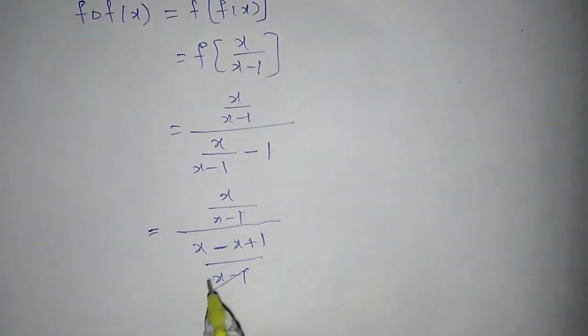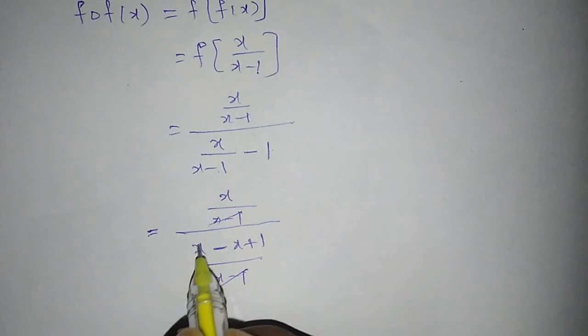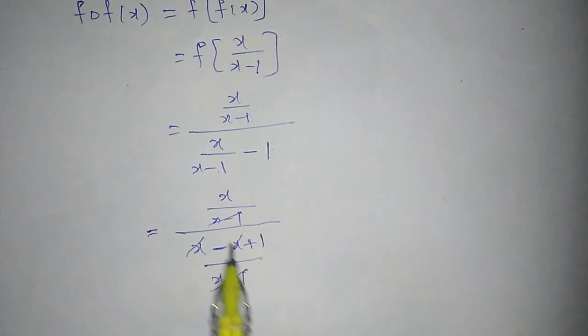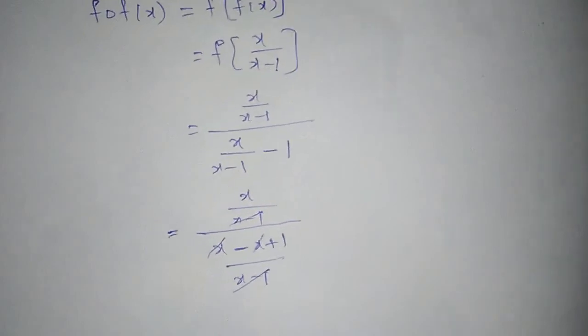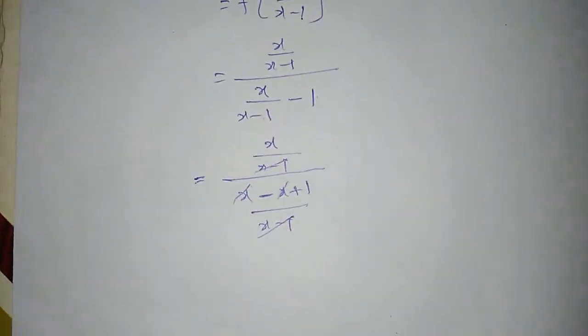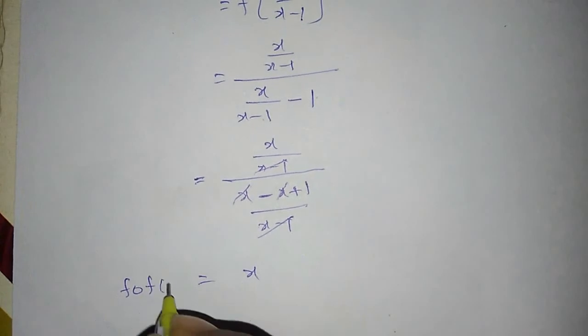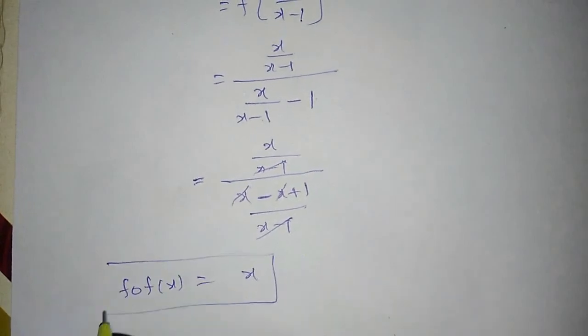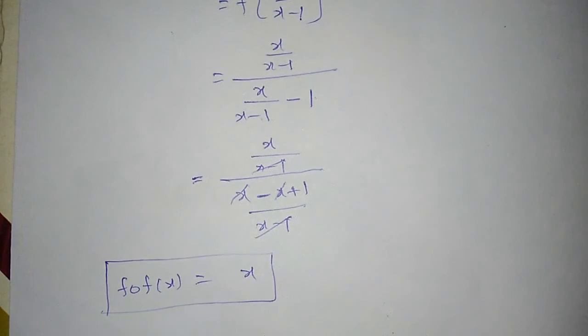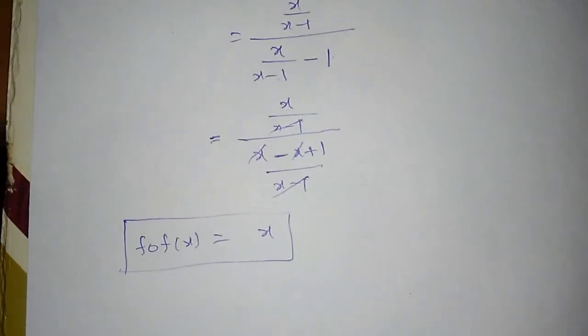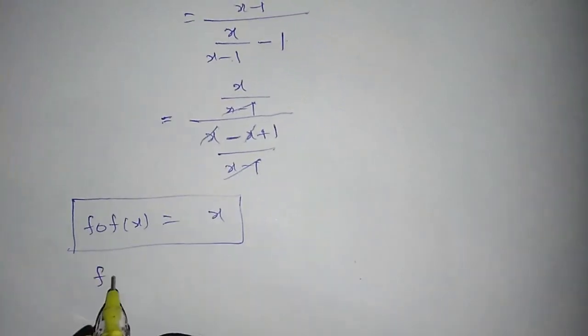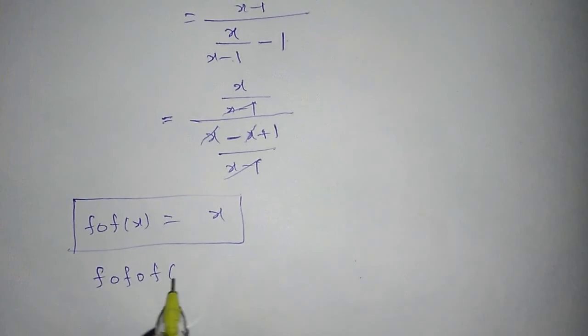Okay, so now simplify this. This is equal to x by (x minus 1) divided by, if we take LCM, (x minus (x minus 1)) by (x minus 1), that is 1 by (x minus 1). So x minus 1 gets cancelled, and x by 1 is there. X by 1 is equal to, what? That is equal to x. Therefore f circle f of x, I got x. Okay, now what will be f circle f circle f of x?